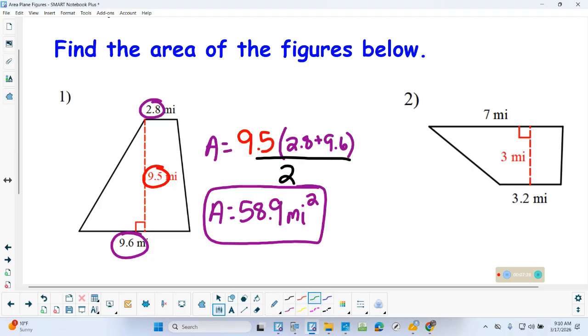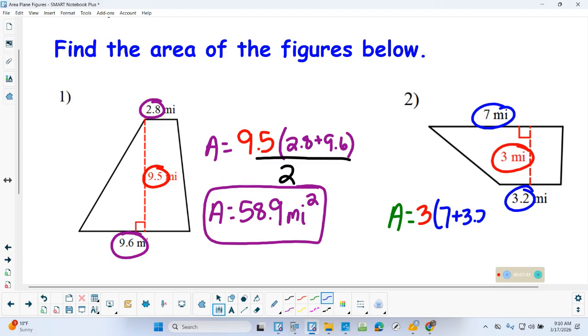All right, let's do another trapezoid here. So again, first things first, let's identify the height. Mine's nice and easy since it's in red. And then our bases are 7 and 3.2. And again, you're adding, so it doesn't matter the order you jot those down. And then, of course, we're over 2. So type that into your calculator, and you will find that the area of this trapezoid turns out to be 15.3 miles squared.